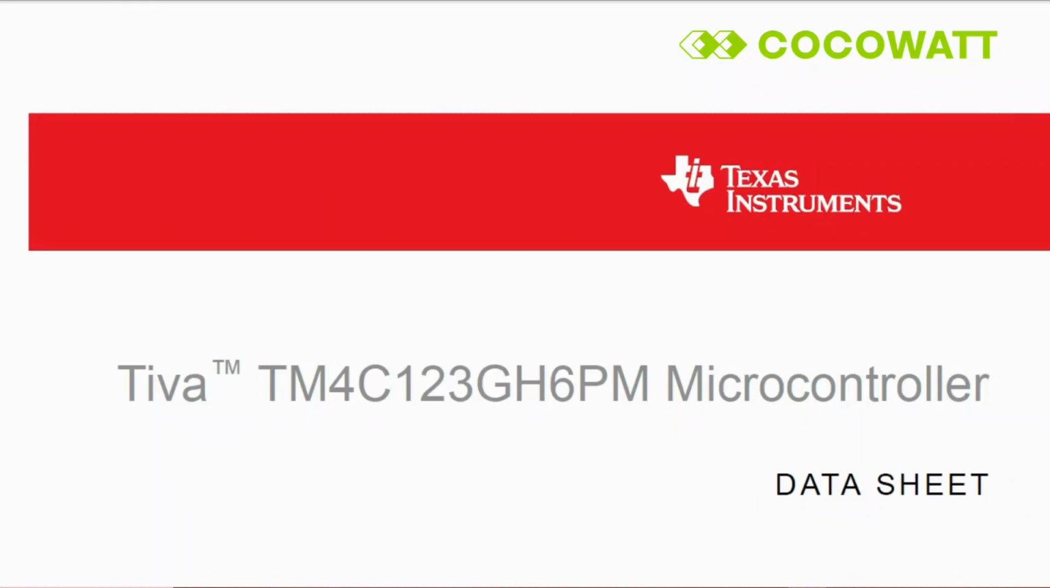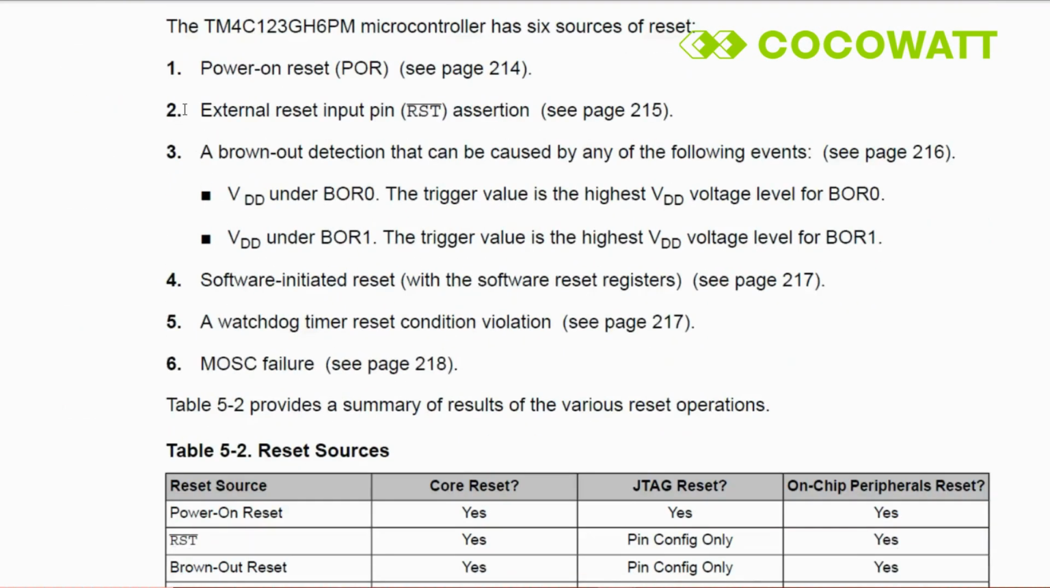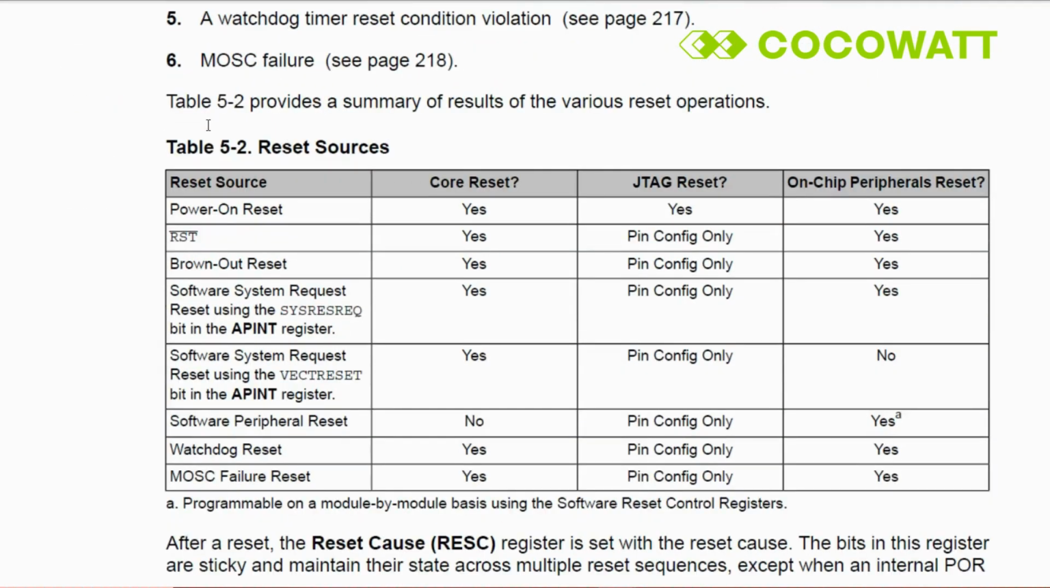When it comes to TI, we can still see most of the resets are the same. TI provides a beautiful table which explains the reset sources and their effect on the controller. So it is advisable to go to your controller datasheet and understand the resets very well.